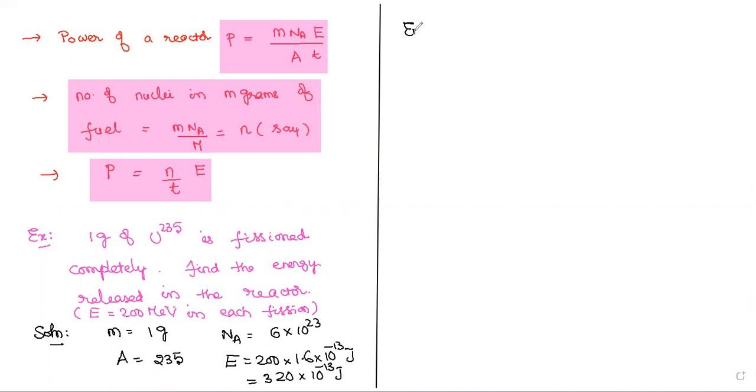I'm going to calculate the energy released, not the power. So I have no need to substitute the time here. Energy released in the fission process equals M into Na into E divided by A. If they ask for the power, we take T here: energy divided by time.